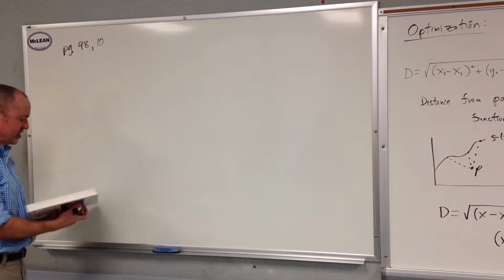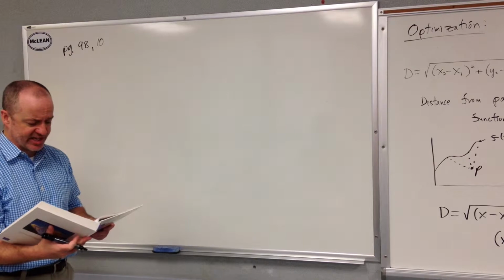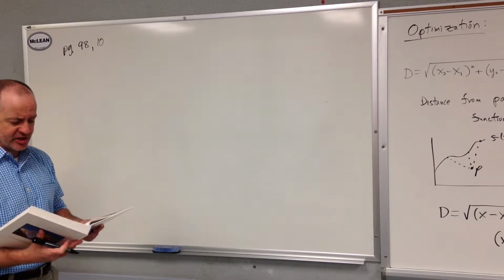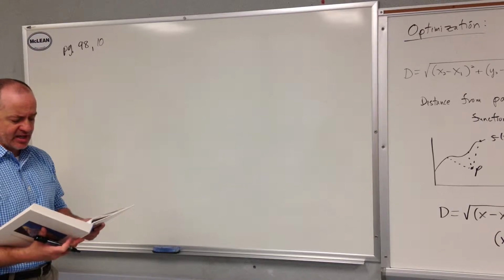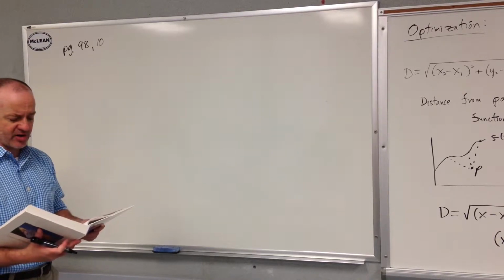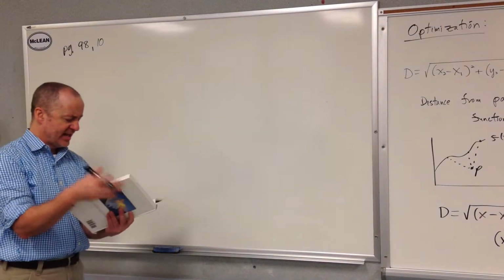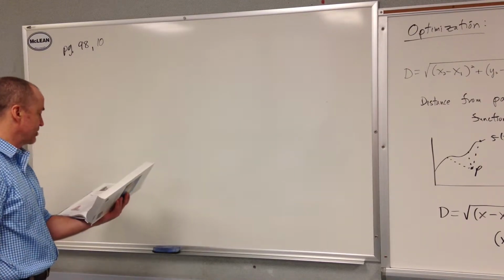Okay, so we're looking at page 98, number 10, which says, how much tension must a rope withstand if it is used to accelerate a 1,200 kilogram car vertically upward at 0.80 meters per second squared?